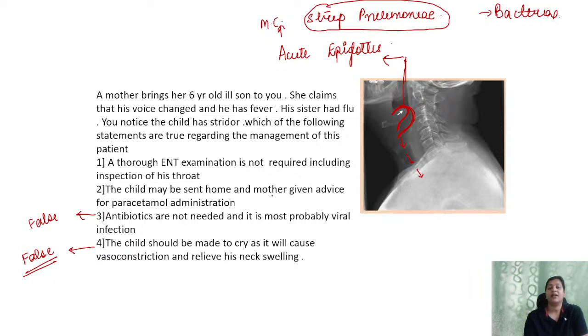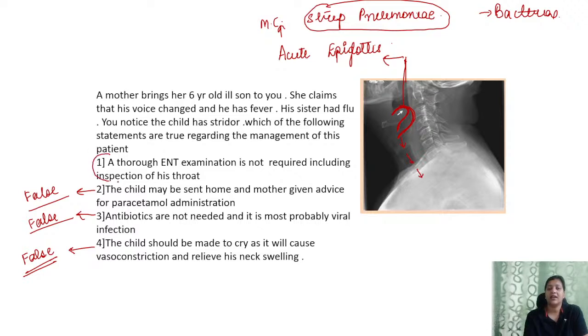The child may be sent home and the mother given advice for paracetamol administration. This is false because it's a pediatric emergency. You can't send the child home with paracetamol. The child can go into respiratory distress and stridor at any point of time. So you have to monitor the patient. You have to give IV antibiotics. You have to give nebulization with racemic adrenaline and steroids. You have to give systemic steroids as well to relieve the airway edema, which cannot happen at home, which is why you have to advise the patient to stay admitted and not send him home by just giving paracetamol.